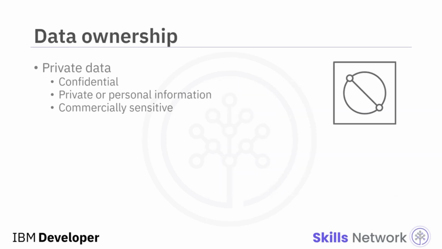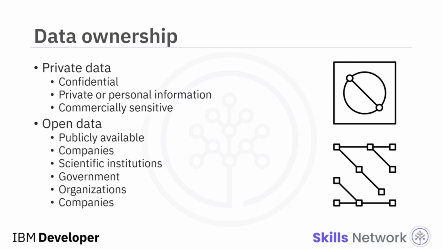Now, traditionally, most datasets were private because they contained proprietary or confidential information, such as customer data, pricing data, or other commercially sensitive information. These datasets are typically not shared publicly. Over time, many public and private entities, such as scientific institutions, governments, organizations, and even companies, have started making datasets available to the public as open data, providing free information.